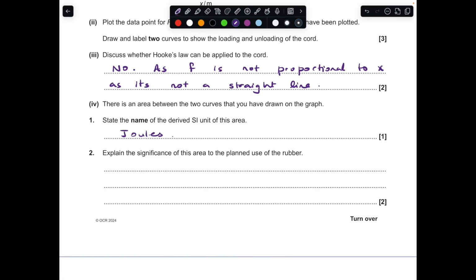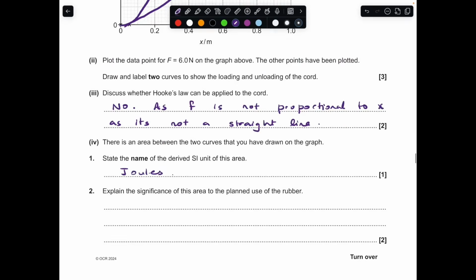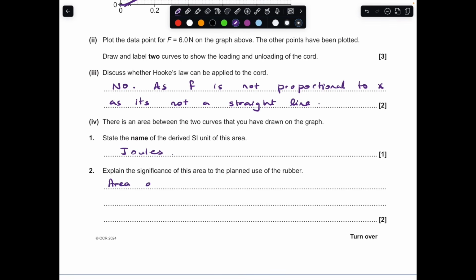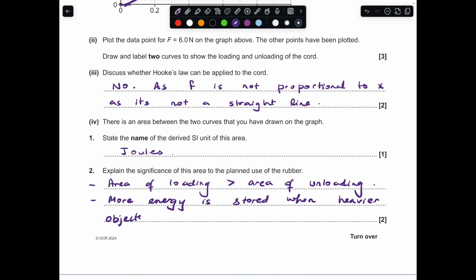For the next part, we have to explain the significance of this area to the planned use of the rubber. We know that the area under the loading is greater than the area under unloading. So that means that more energy is stored when heavy objects are used, and so when unloaded, they won't bounce as much.